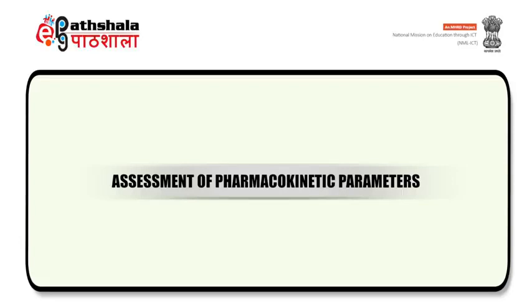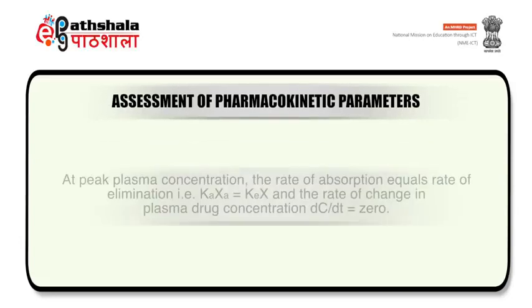Now coming to assessment of pharmacokinetic parameters, that is Cmax and Tmax. Graphically you can calculate Cmax and Tmax by seeing the peak of the plasma drug concentration and corresponding time interval. However, it can also be calculated by mathematical equation. At peak plasma concentration, the rate of absorption equals rate of elimination, that is KaXa equal to KeX, and the rate of change in plasma drug concentration, that is dC/dt, is equal to 0.